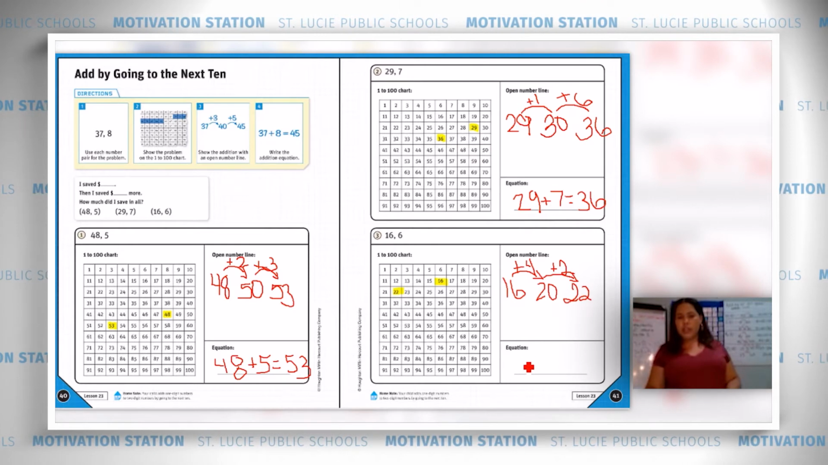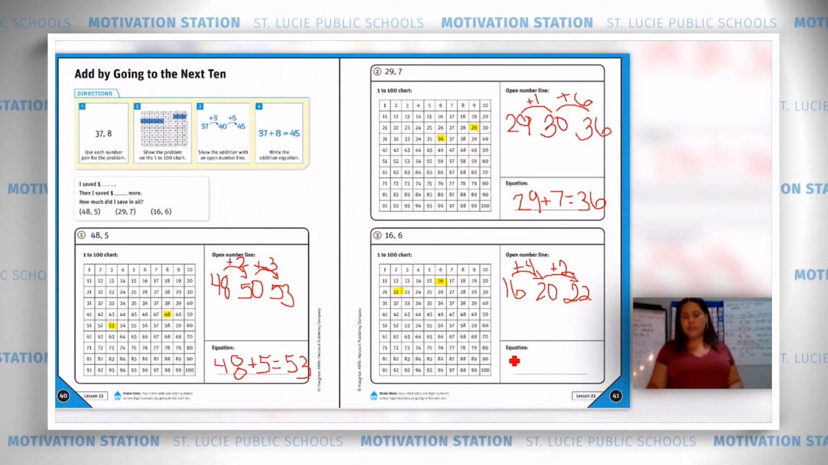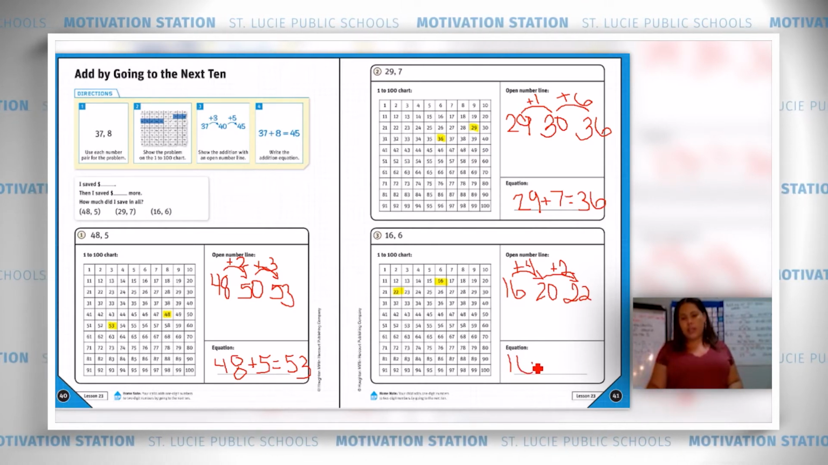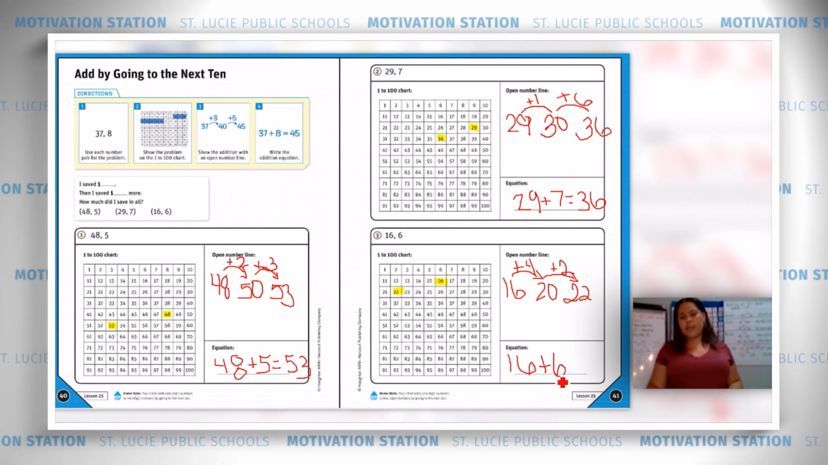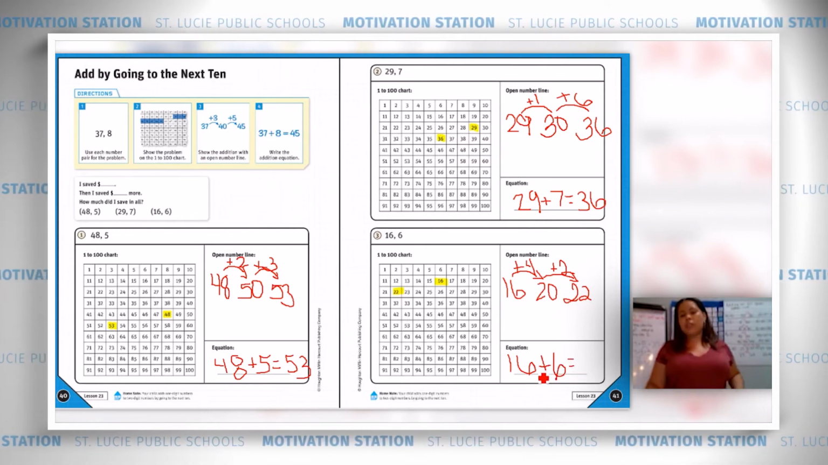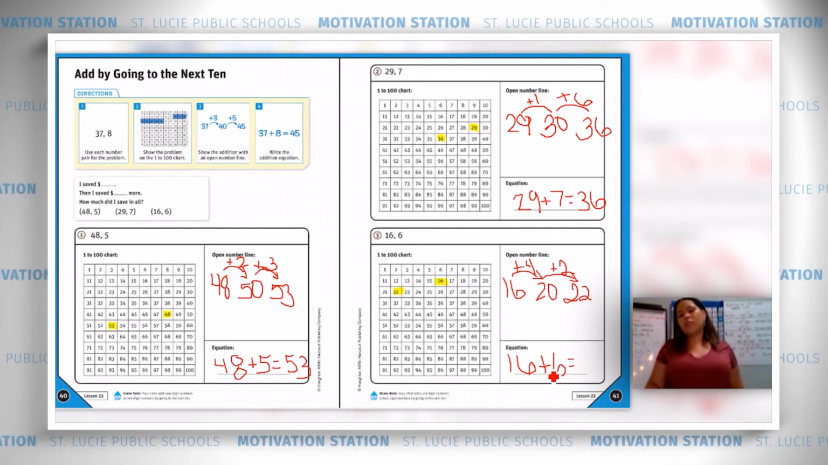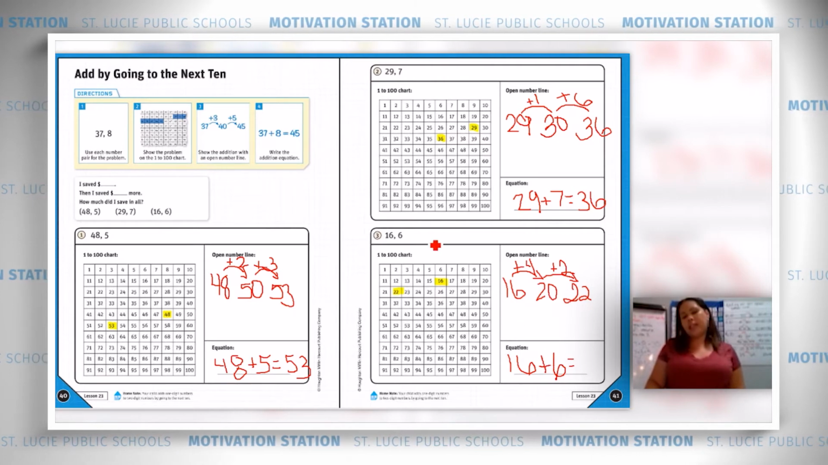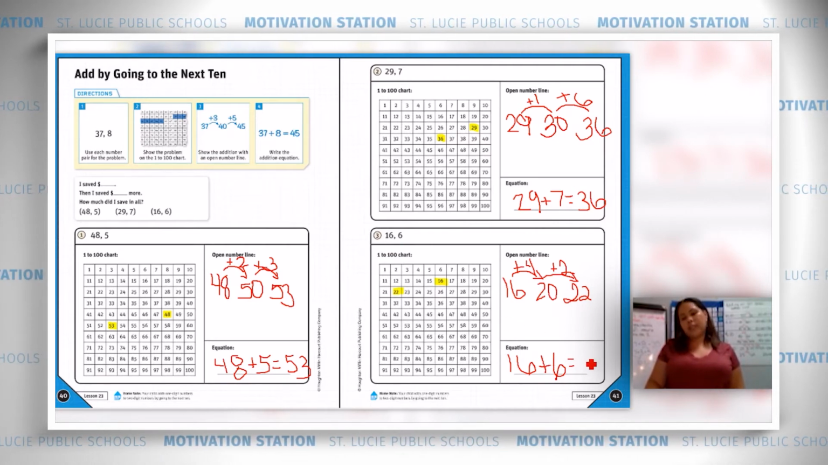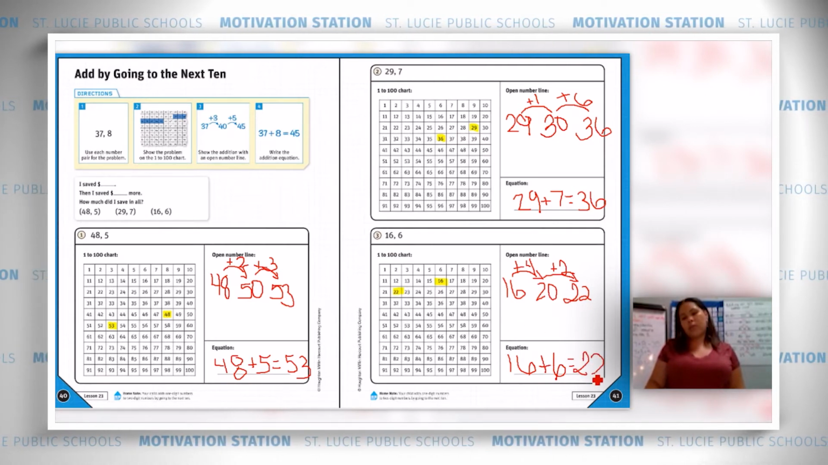What does our equation look like? Where do we start? Yes, 16 is our first addend, plus 6. So our addends are 16 and 6. We need to also use that vocabulary. I know I have not said that word in a while. 16 and 6 are our addends. So 16 plus 6 equals 22.